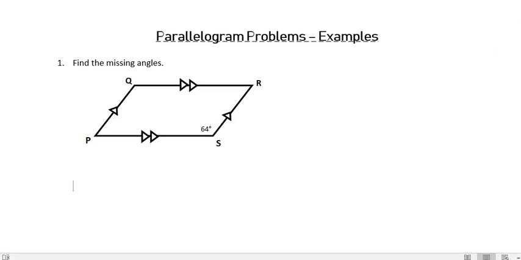In this video, I'm going to go over some examples of problems where you will use the properties of parallelograms to solve for something. And in our first example, we are asked to find the missing angles. And you'll notice that the only angle labeled is the angle labeled S, which has a 64-degree angle.